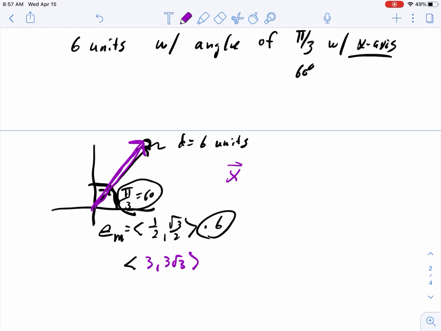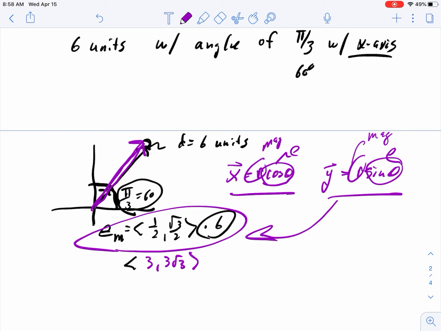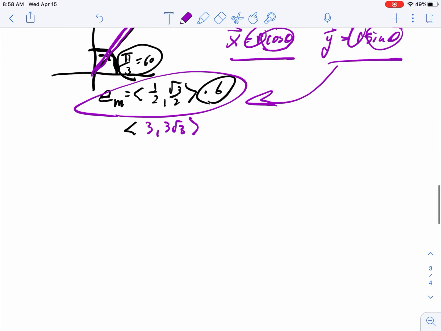Now you could also do it by x equals r cosine theta, and y equals r sine theta. Because again, remember, here's your unit vector, and here's your magnitude. So you just multiply, which is the same thing I did here. Okay, so this is the same as this.